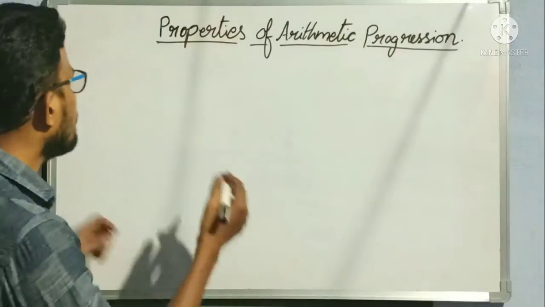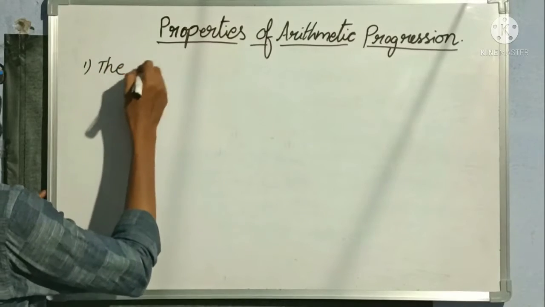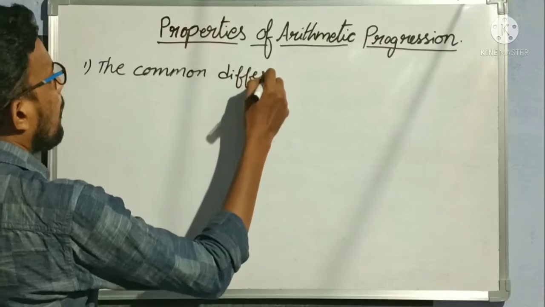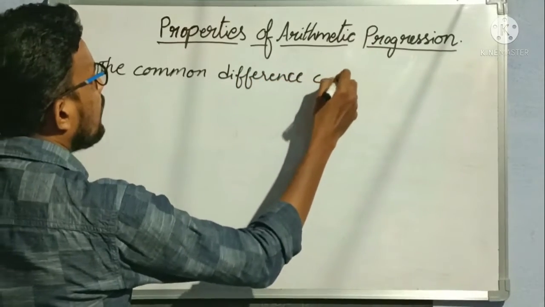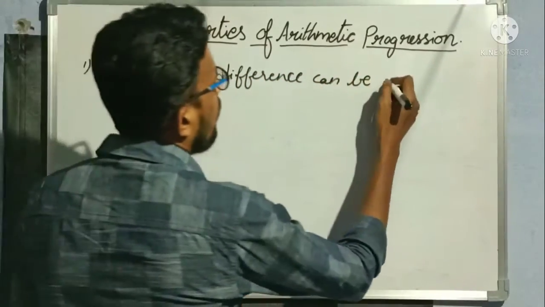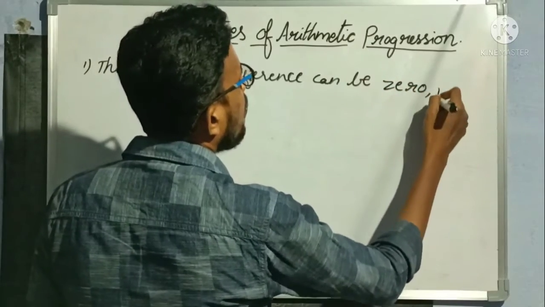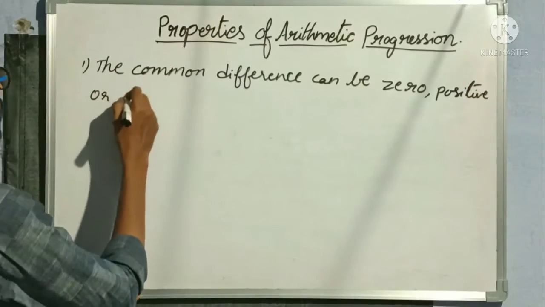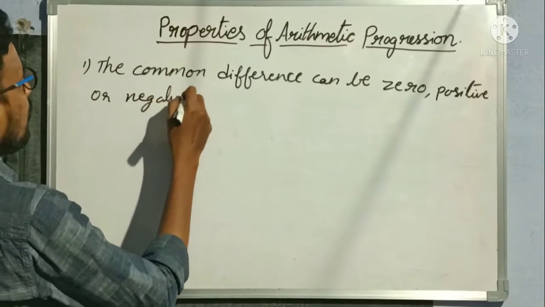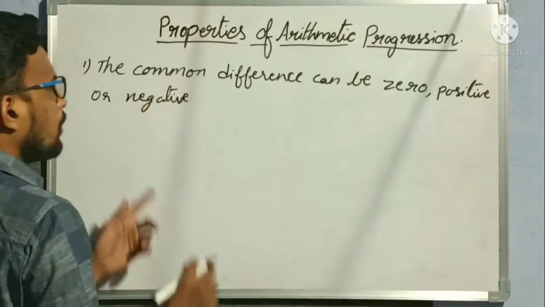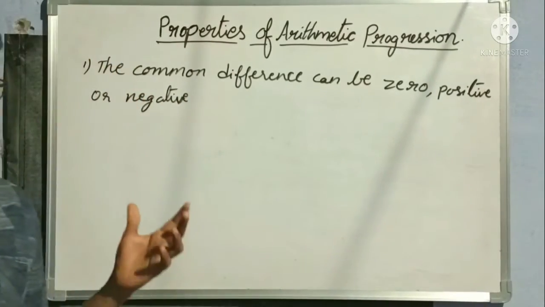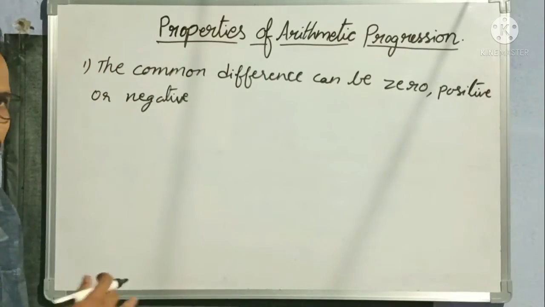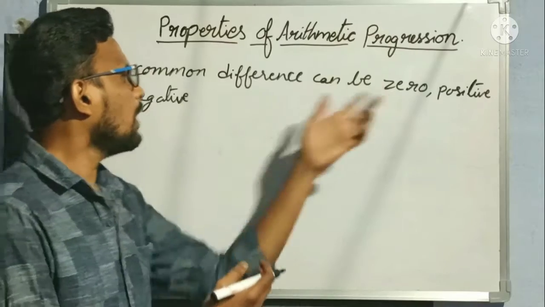So, the first property is that the common difference can be 0, positive or negative. This is the first and important property of the arithmetic progression, that is, the common difference of the sequence of numbers can be either positive or negative, or it can be 0 also.